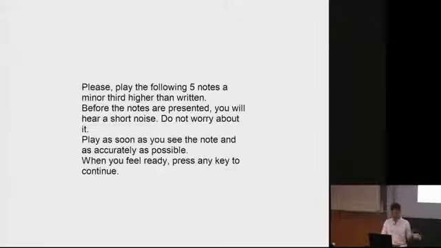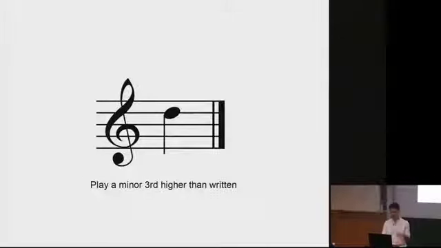Now, the transposed training condition was exactly the same, except that it asked them to play the following 5 notes a minor third higher than written. Then they had this note, and then an instruction below reminding them of the task.